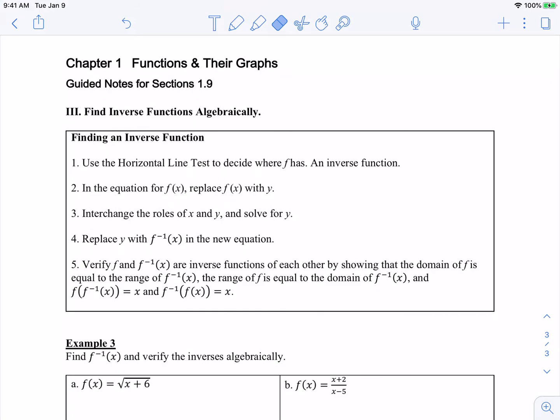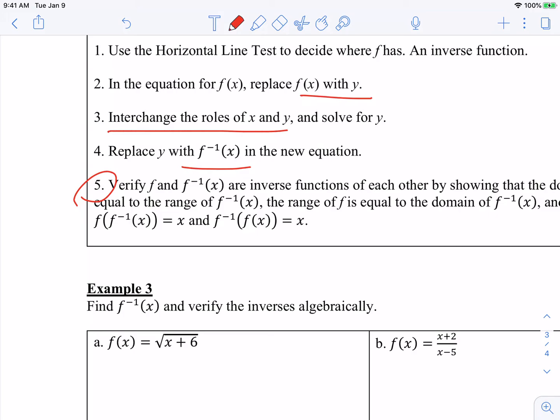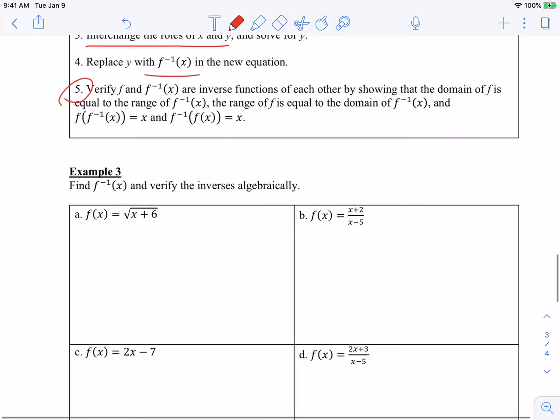So how do we find the inverse function? If you do have a function that passes the horizontal line test, you can write the equation for the inverse function, and it's easy steps. You simply replace the f of x with y. We're going to interchange the roles of x and y, because for the inverse function, remember, the input becomes the output and the output becomes the input. Then we'll rewrite it with the inverse function notation. Step 5, you can verify them as well, and we just showed how to verify them, but for these examples, I'm not going to verify them.